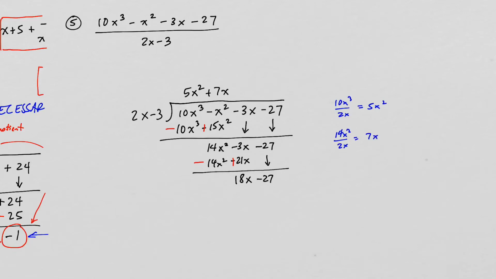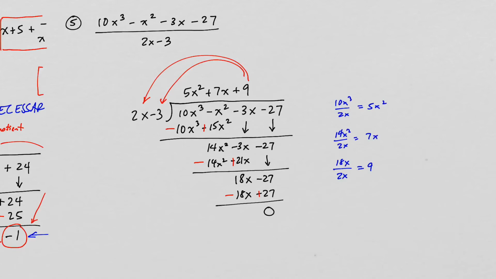So now what we have is 18x, right, the leading term here, divided by 2x, which is 9. So 2x goes into 18x positive 9 times, and then 9 times 2x is 18x. And 9 times negative 3 is negative 27. And then you need to subtract or change the signs, and notice your remainder here is 0.